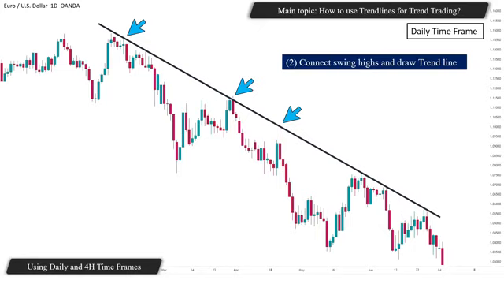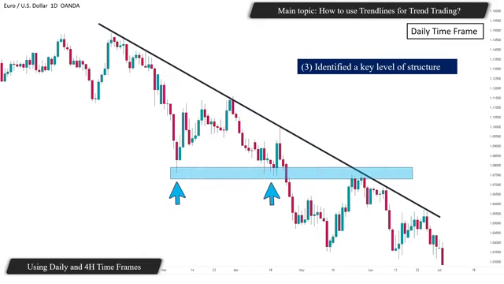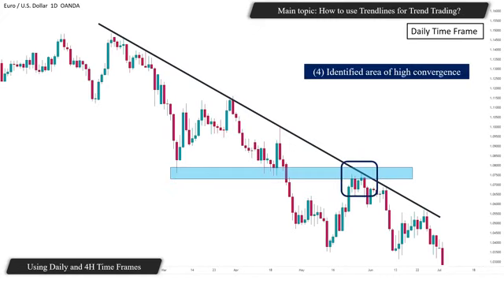Again, we will have it stretched further in case the price comes back up to it. Third, if we look left, we could have discovered this interesting area here. This is a key level of structure with multiple rejections that now can act as resistance. Fourth, we have identified this area of high convergence where the major level of structure crosses the trend line.